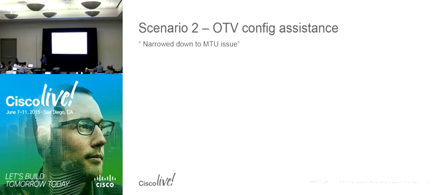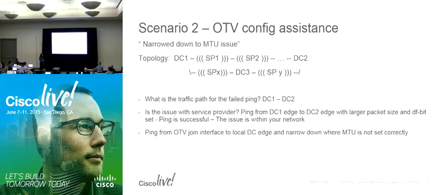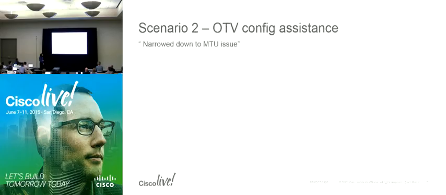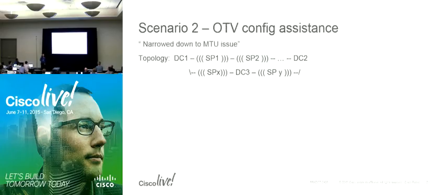For the OTV config assistant, I'm just going to continue from the previous example. Now we've narrowed down to an MTU issue. Let's take a look at the topology. We have 3 data centers, interconnected with each other through multiple service providers. We know there's an MTU issue going on. How do we narrow it down? It could take hours, days, months even.